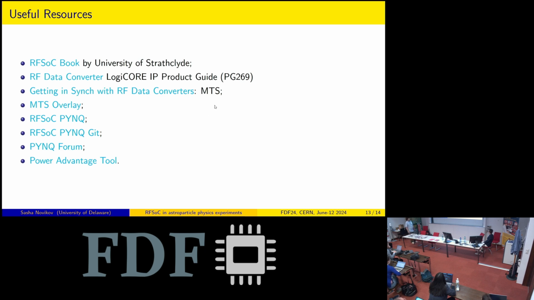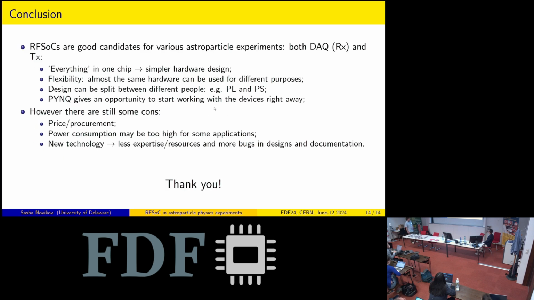Okay, just a short conclusion. As I said, those chips can be good candidates for multiple projects for both the RX part and the TX part. Of course, with everything in one chip, the hardware design is simple. And I think one of the biggest advantages here is also flexibility. You can use the same chip, for instance, for a transmitter and then for a receiver, and you can reuse a lot of modules. And you can also split tasks between people.